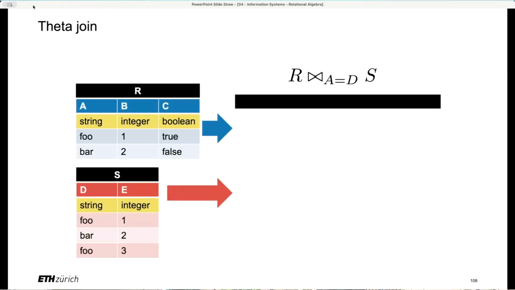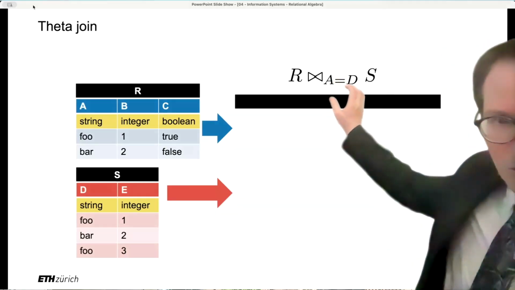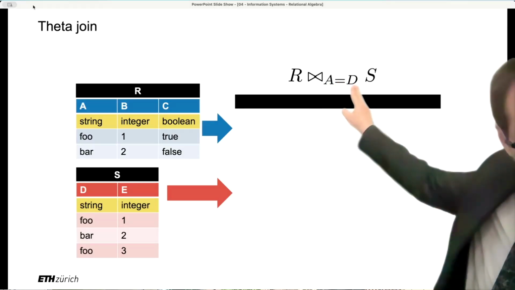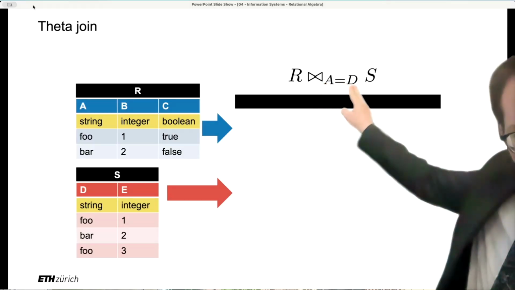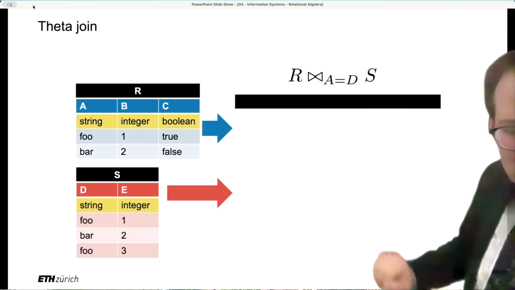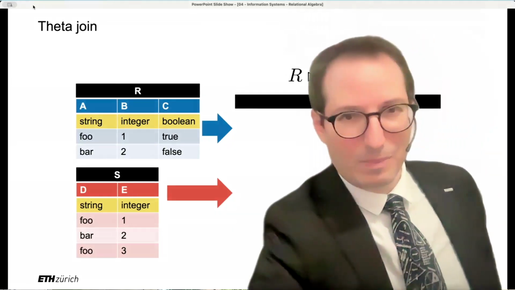That's called the theta join for some reason. And the difference with a natural join is that you specify explicitly the predicates on which you join. So here we say A must be equal to D, right? A must be equal to D. That's the difference with the former one that didn't have anything because it was natural. So let's do it together.